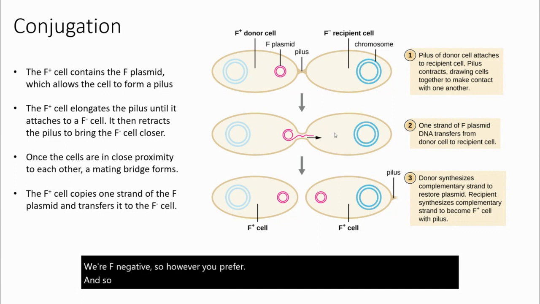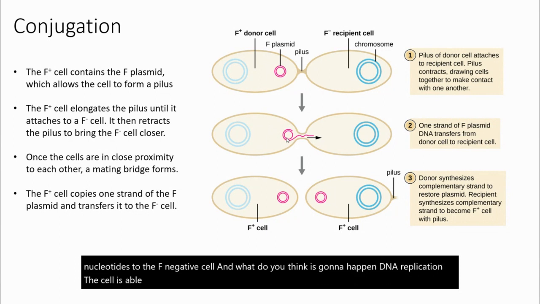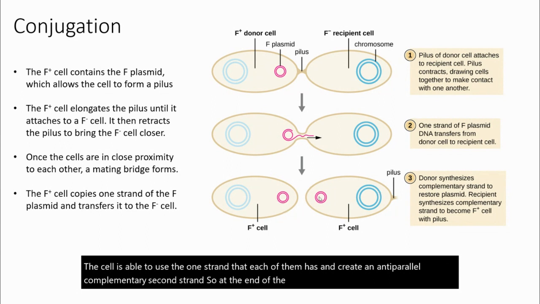The reason this happens is that it transfers that entire outer strand of nucleotides to the F negative cell. And what do you think is going to happen? DNA replication. The cell is able to use the one strand that each of them has and create an anti-parallel complementary second strand. So at the end of the day, both of these cells now have a double-stranded plasmid.